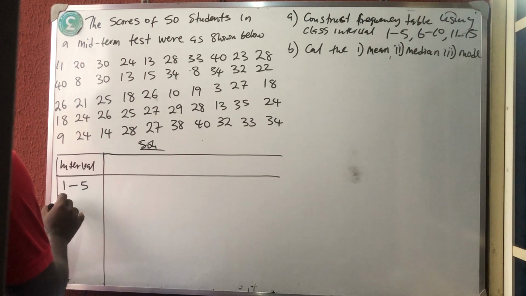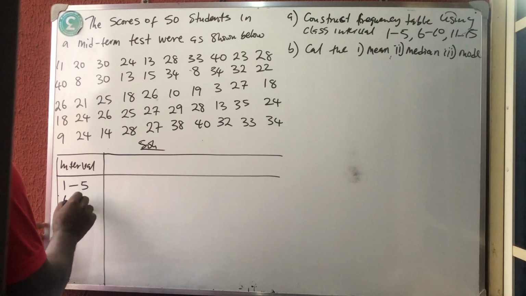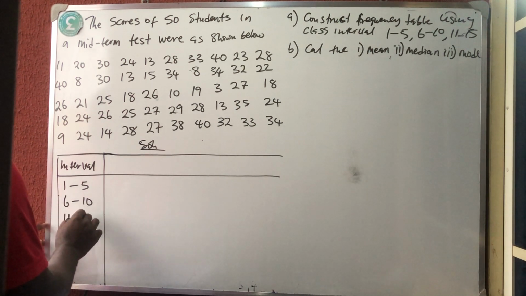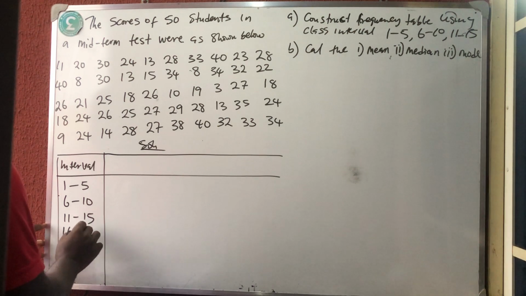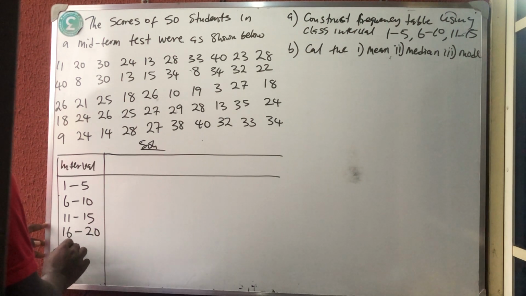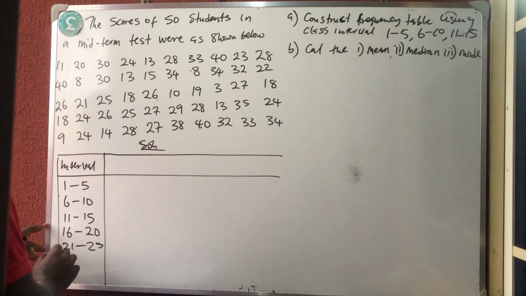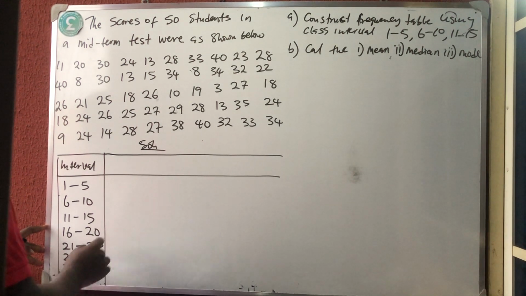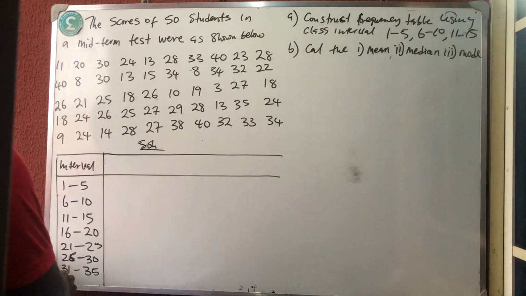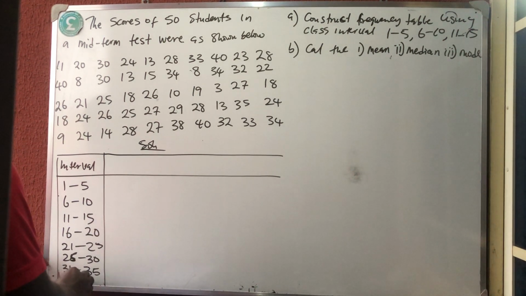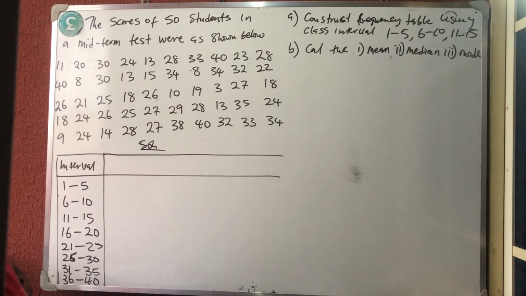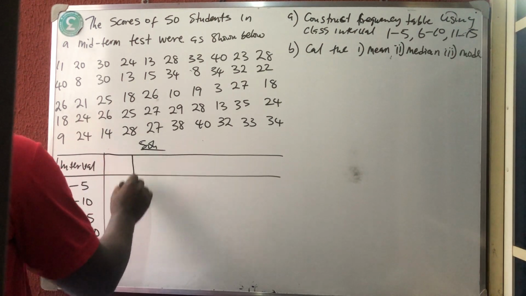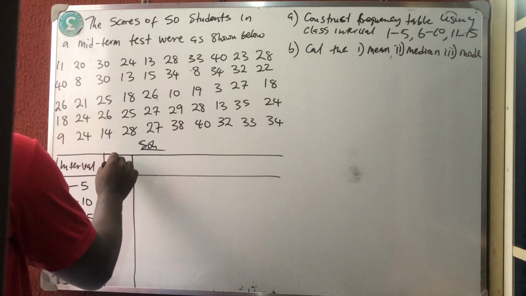So the next ones are 6 to 10, 11 to 15, 16 to 20, 21 to 25, 26 to 30, 31 to 35, 36 to 40. So that's what they gave us. The next thing we can calculate is our F, how many they are.